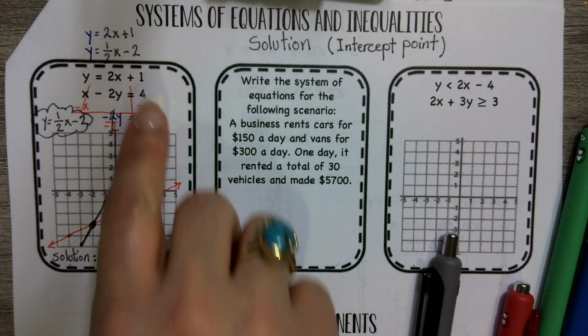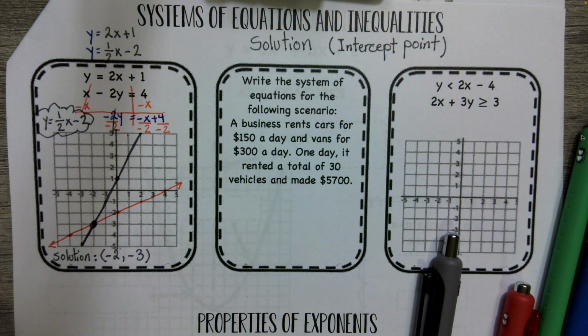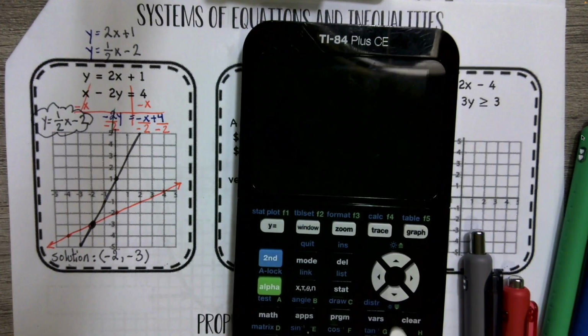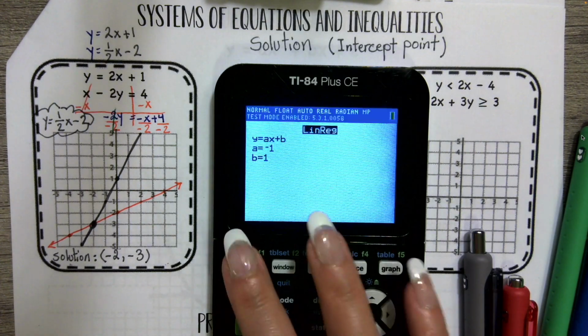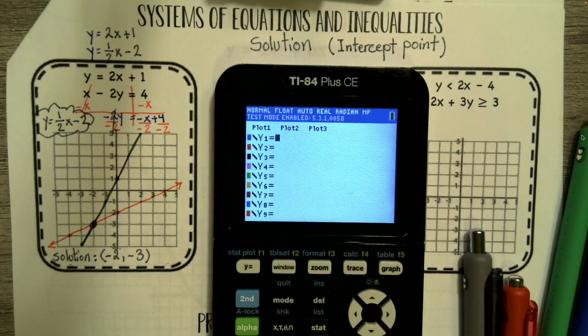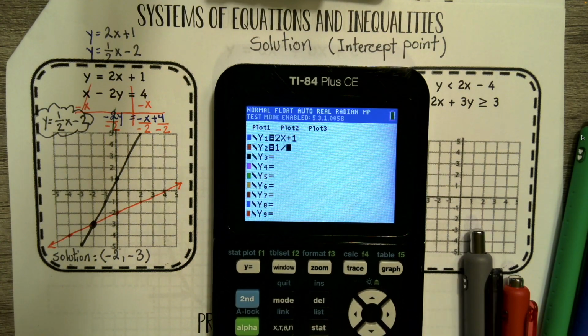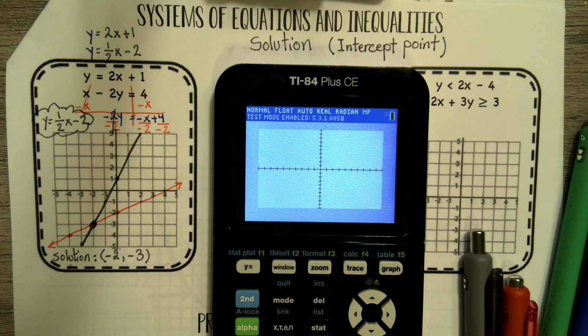Okay, let's say you have a very hard equation. Use your calculator. I'm just going to show you for this one how you use it. So basically, you go to your y equal and you enter those equations in there. The first one is 2x plus 1. The second one is half of x minus 2. You graph it.